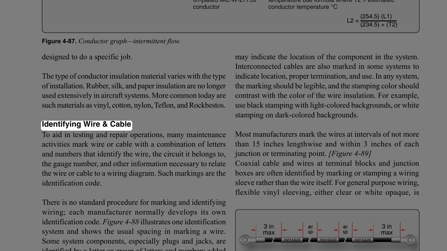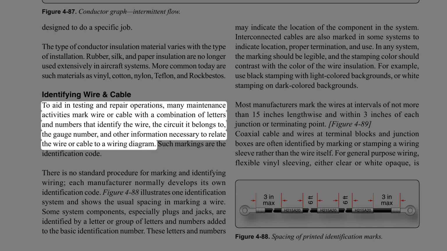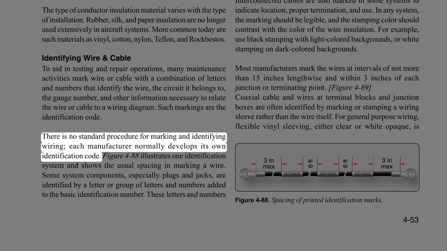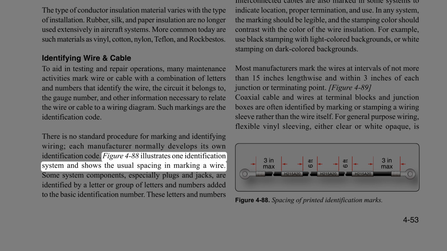Identifying wire and cable. To aid in testing and repair operations, many maintenance activities mark wire or cable with a combination of letters and numbers that identify the wire, the circuit it belongs to, the gauge number, and other information necessary to relate the wire or cable to a wiring diagram. Such markings are the identification code. There is no standard procedure for marking and identifying wiring. Each manufacturer normally develops its own identification code. Figure 4-88 illustrates one identification system and shows the usual spacing in marking a wire.